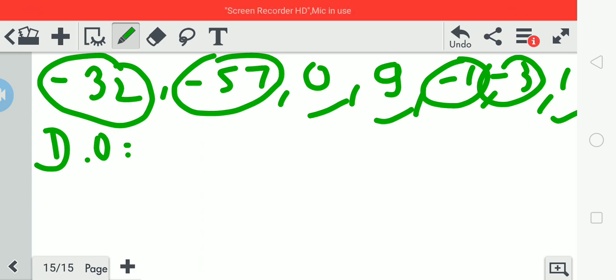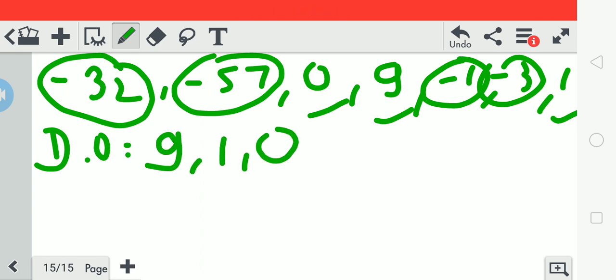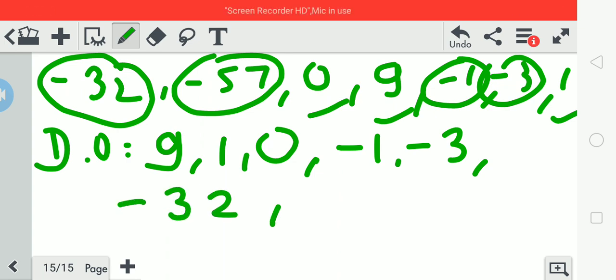Here positive numbers are 0, 9 and 1. In between the 3 numbers, 9 is greater, after 9 comes 1 and then 0. Now the negative number terms. Here negative numbers are minus 32, minus 57, minus 1 and minus 3. In between the 4 numbers, minus 1 lies on the right side of minus 3, minus 3 lies at the right side of minus 32, and at the last minus 57, right.